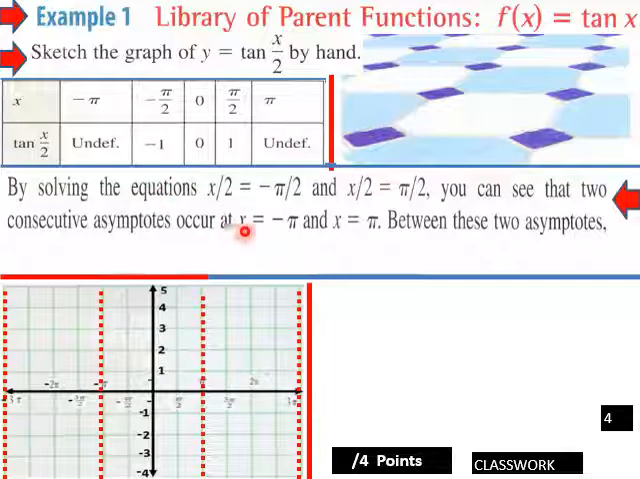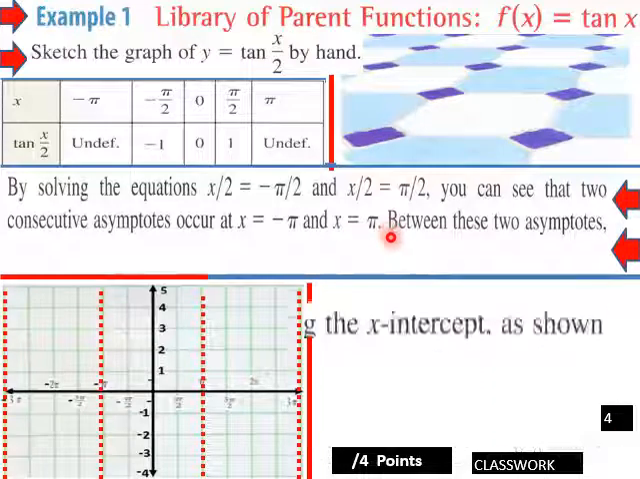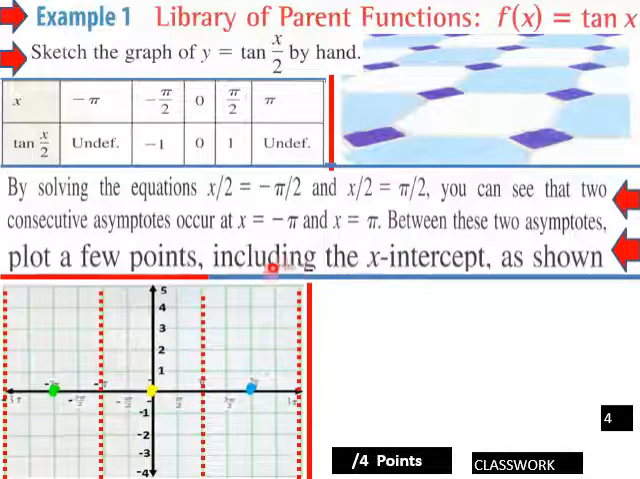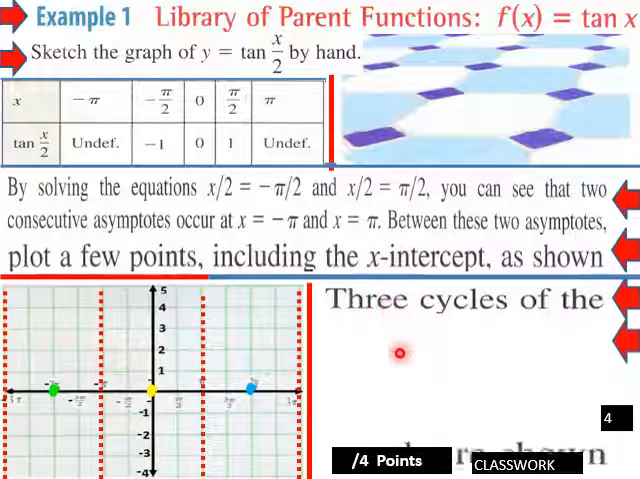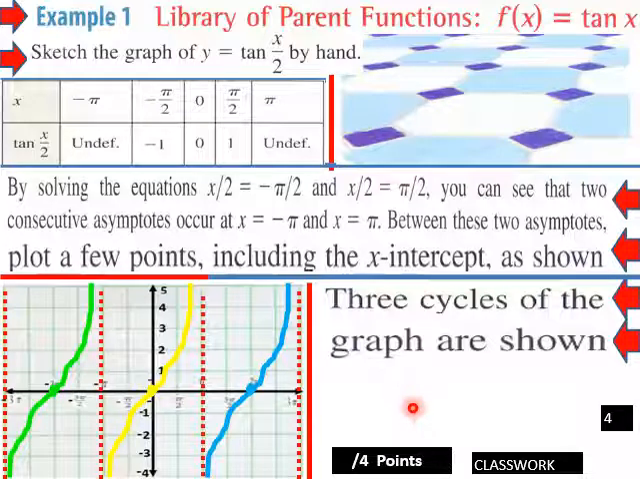By solving the equations x over 2 equals negative pi over 2 and x over 2 equals pi over 2, you can see that the two consecutive asymptotes occur at negative pi and pi. Between these two asymptotes, you plot a few points, including the x-intercept as shown. Three cycles of the graph are shown here. These are approximate sketches. That would be how you would sketch it.